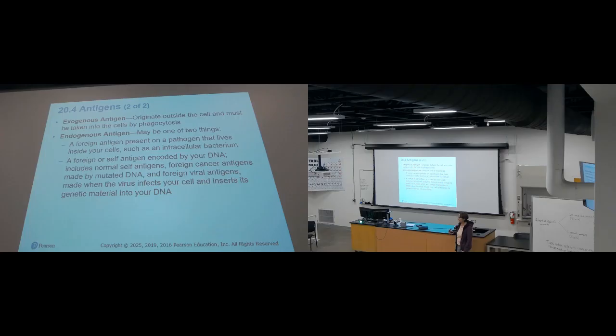So antigens can be subclassified as exogenous if they originate from outside the cells and must be taken up by the cells by phagocytosis. Or they can be endogenous, which can be either a foreign antigen presented on a pathogen that lives inside your cells, like an intracellular bacteria, or a self-antigen encoded by your DNA. When this antigen loses its shape, it can become a foreign antigen.